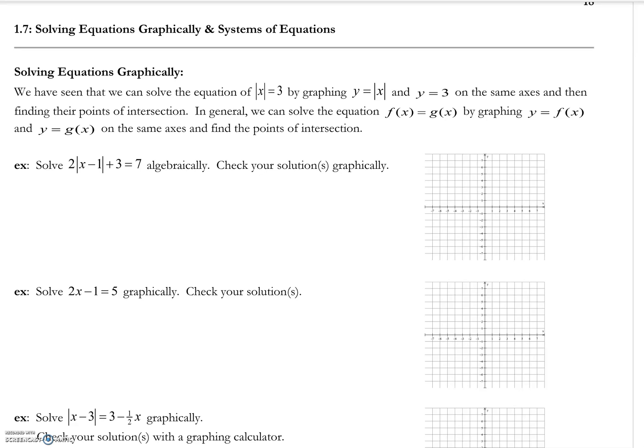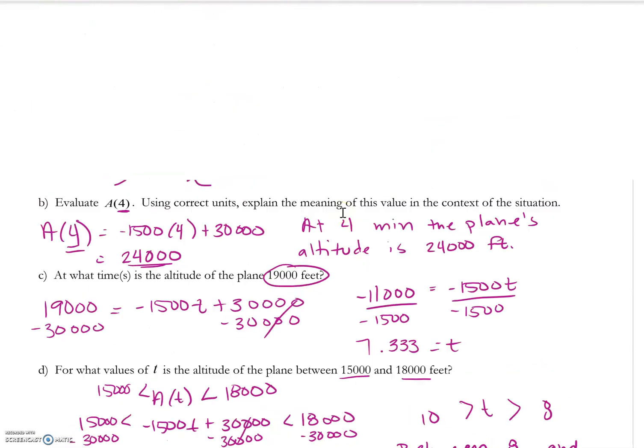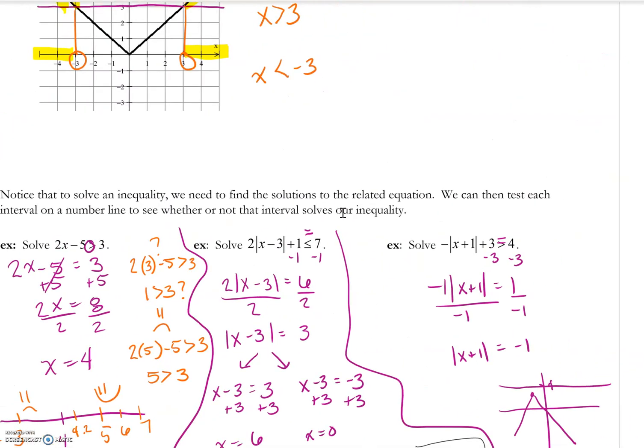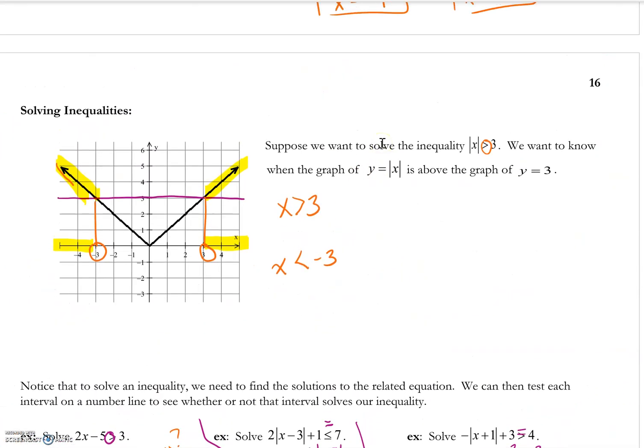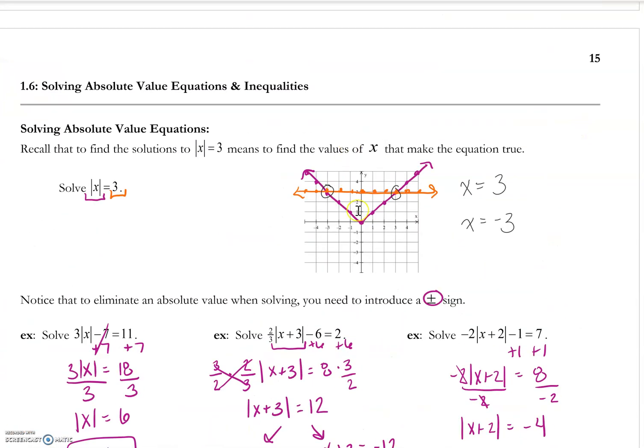Section 1.7 is all about solving equations graphically and then solving systems of equations. We've actually solved equations graphically in the previous section of our notes. If you turn back the pages of your notes to the beginning of section 1.6, when we solved absolute value of x equals 3, we graphed the absolute value of x in purple and the line y equals 3 in orange, and we found where those two things intersected. So we're going to use that same idea to start off section 1.7.